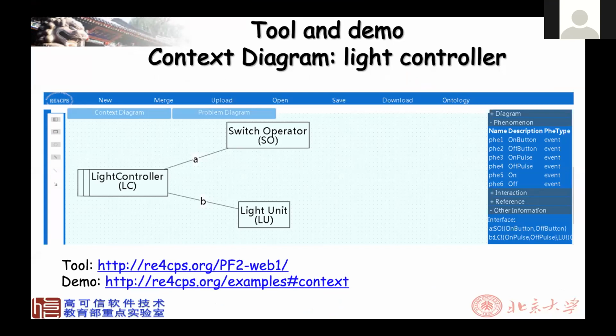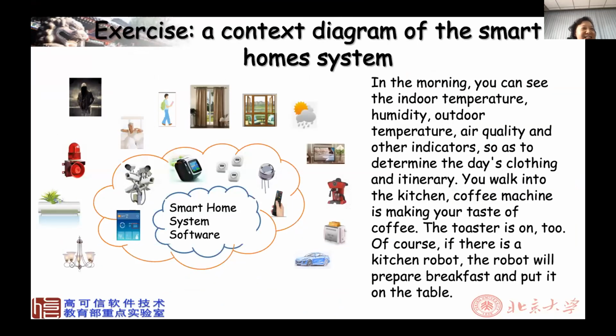So the TAs have shown the tour, and the next is an exercise. Please, can you try to draw a context diagram of the smart home system? The sentences on the right-hand side tell you what entities are related to the problem. Try to identify the entities from the real world and identify the interface between the real world and the system. I will give you 5 minutes to do that.